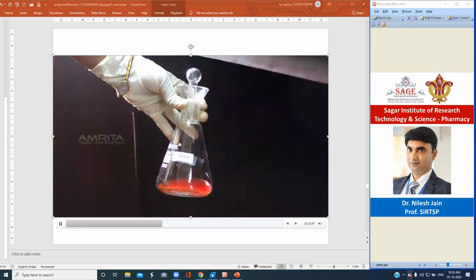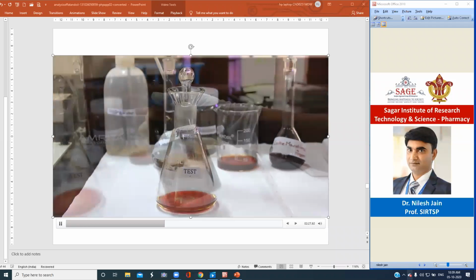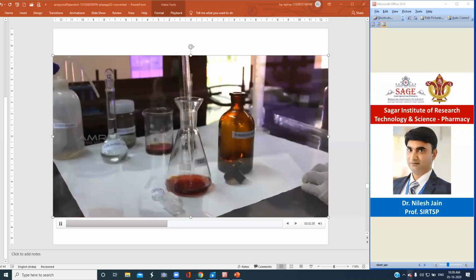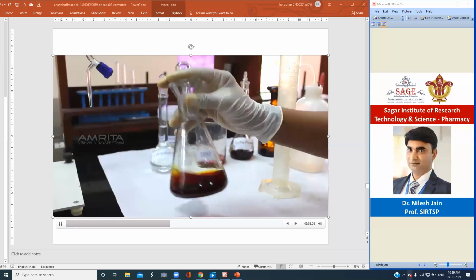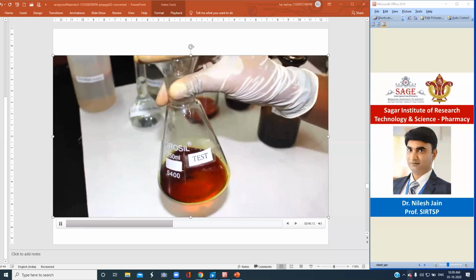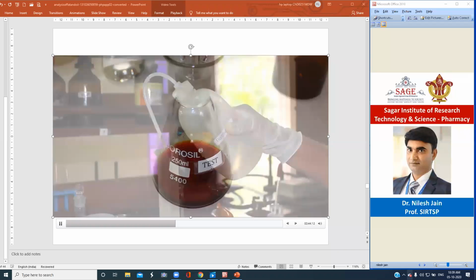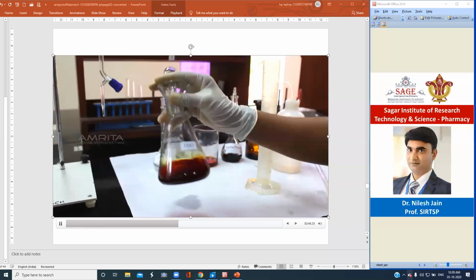Take out the flask labeled test after 30 minutes incubation. Pipette out 10 ml potassium iodide solution into the flask labeled test. Stopper the flask and gently swirl it to mix the contents well. On mixing, the color of the solution in the iodination flask changes to dark red brown. Rinse the stopper of the flask with 30 ml distilled water and mix the contents again.